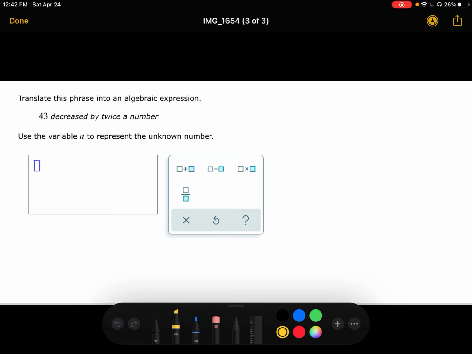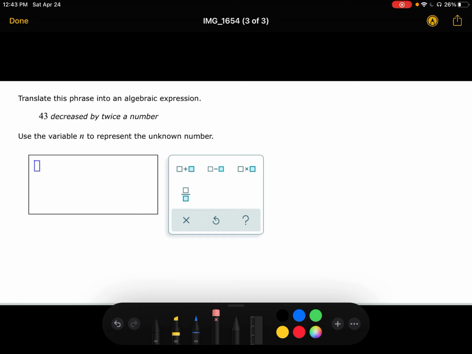So first thing, translate. That means you want to put this statement into a different language, into math language. You're going to turn this into a statement without words to tell someone exactly what they need to do to solve for that equation. So that's what we're doing.